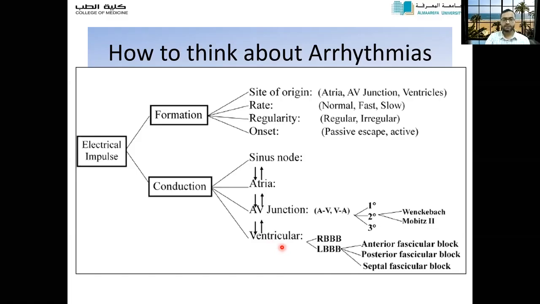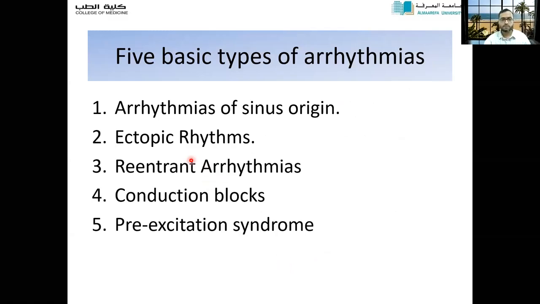Or it can be a defect in the ventricular conduction system, like in the bundle branches. There can be right bundle branch block or left bundle branch block. So whenever arrhythmias come, this whole thing should be in your mind to find out which type of arrhythmia is there. And I'll give you some clues about how to diagnose it from the ECG in a few points.